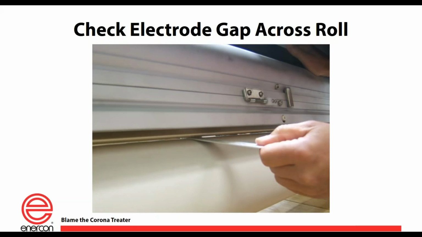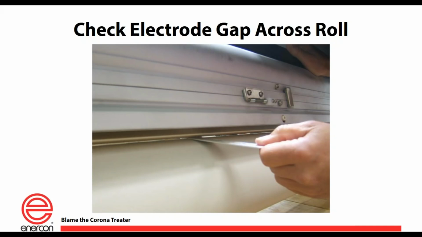Now, what we want you to do is check the gap of the electrode. Gapping is very important for the treater's performance, and as Tom mentioned earlier, we want to make sure we're at a 60,000th of an inch gap. It's 0.06 inches, and that's maintained across the web of the treatment. If there is any uneven treatment or uneven gaps, we want to make sure that is adjusted and corrected at that time.